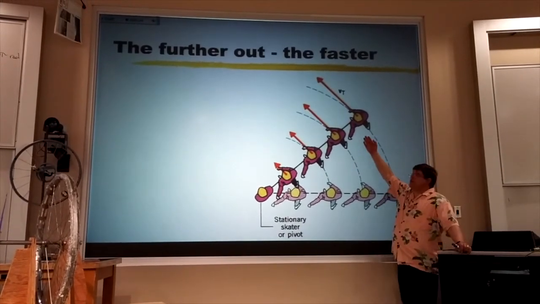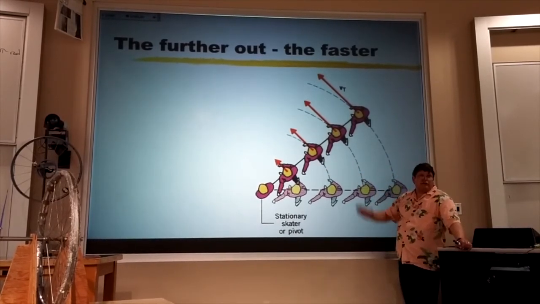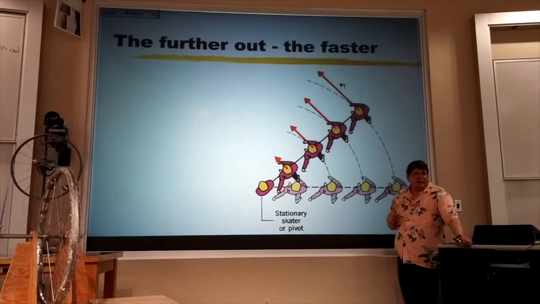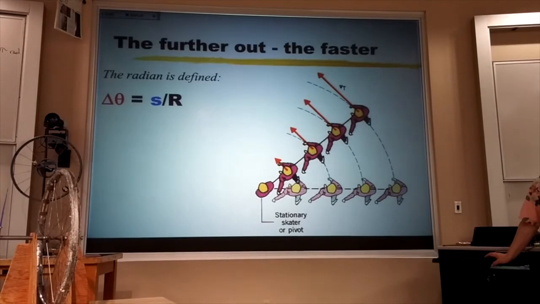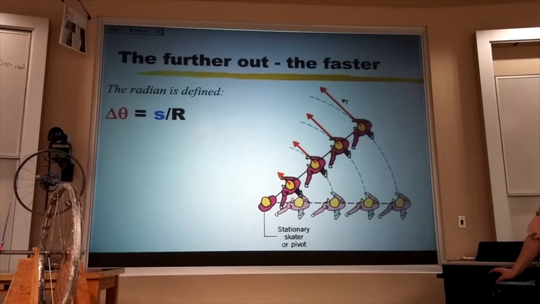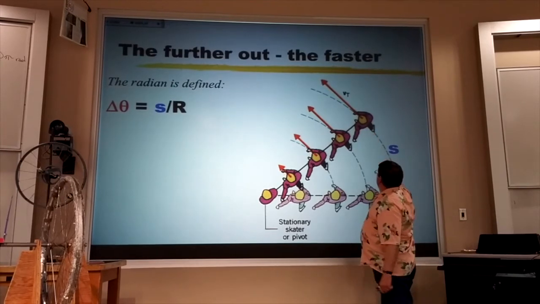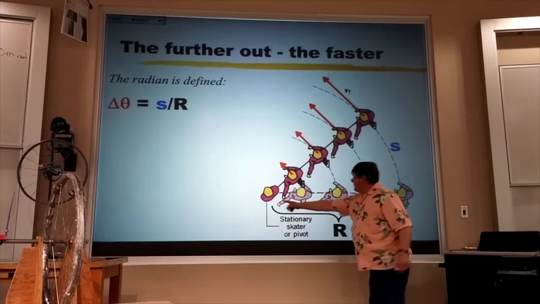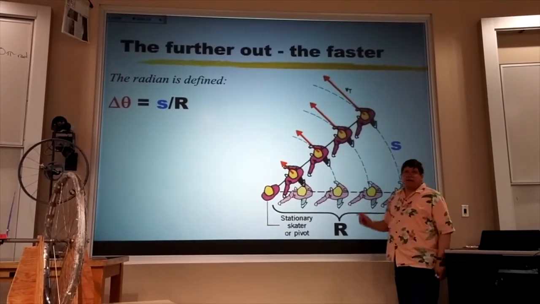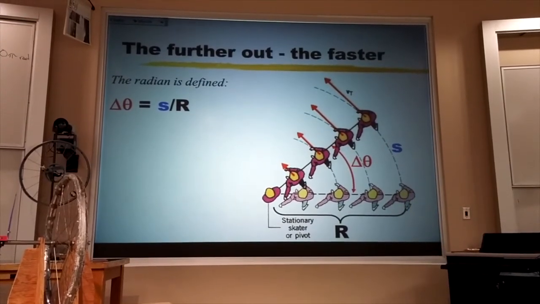Now, my gut's telling me that this Sven has to skate twice as fast as that Sven, because he's twice as far from the pivot point. Let's see if we can prove that. We can prove that with the operational definition of angle in radians. If we look at what those different things mean, the S is the arc length that this Sven travels. The R is the distance that that Sven is from the pivot. And the delta theta is the angle between the line and where they started.